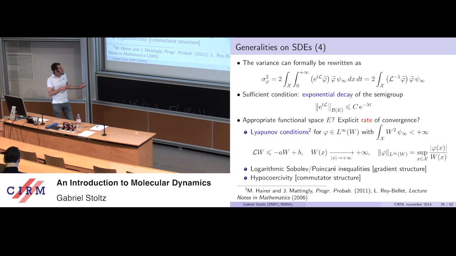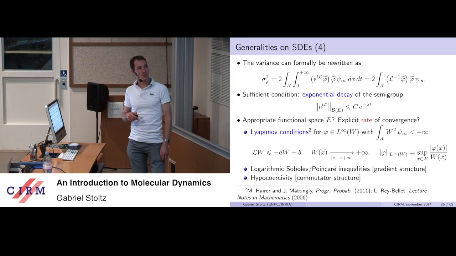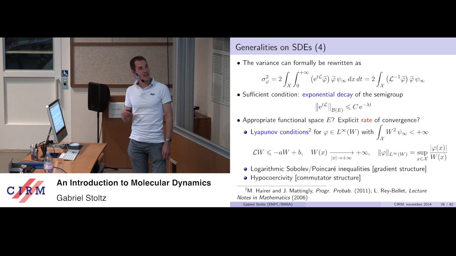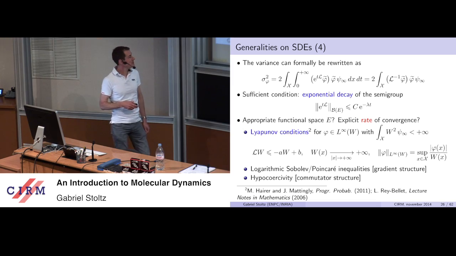In general, you've got those kind of Lyapunov conditions, which I won't be talking much more about. But for specific dynamics, like the ones we will be considering today, you may have other functional frameworks which are much more suited to the structure of the equations. So for what is called overdamped Langevin dynamics, there will be logarithmic Sobolev inequalities, Poincaré inequalities. And for Langevin dynamics, there is hypocoercivity and subelliptic estimates. And I will come back to that.